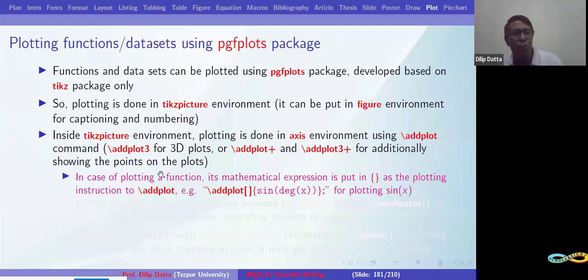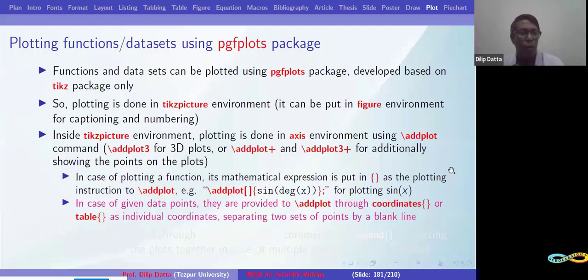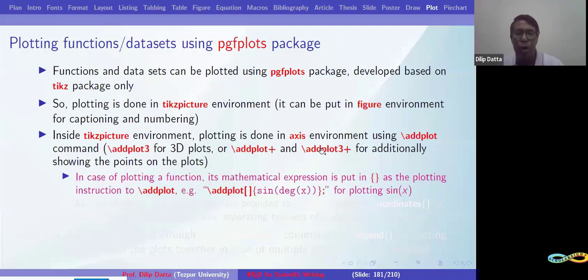Now, how can we do this? In case of plotting a function, its mathematical expression is put in mandatory curly braces as the plotting instruction to addplot, or addplot3 in case of 3D. Say addplot {sin(x)}. Now x, say if I want in degrees, I can write in degrees. Addplot this for plotting sin x. Now I'm not going into this at this moment, it will come later. This is the first portion, this is for plotting functions.